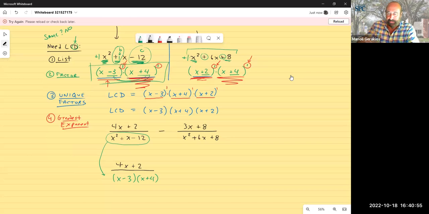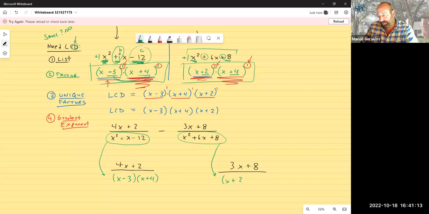Okay, next thing, next rational expression. We have 3x plus 8, but we want to write its denominator in factored form. Here's factored form for this second denominator. We have an x plus 2 times x plus 4. And then here's the minus sign between them. I'm just rewriting it. The only thing we did was show the denominators in factored form. Okay, I'm even going to slide the minus sign over just a little bit, and you'll see why in a second.